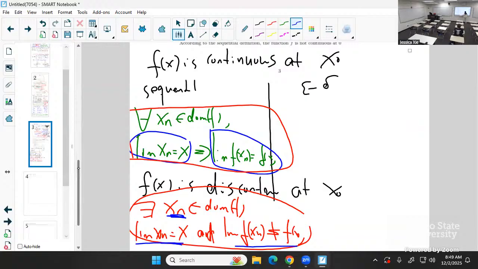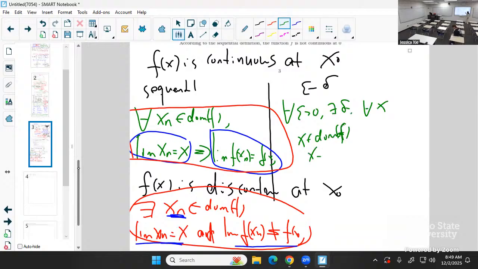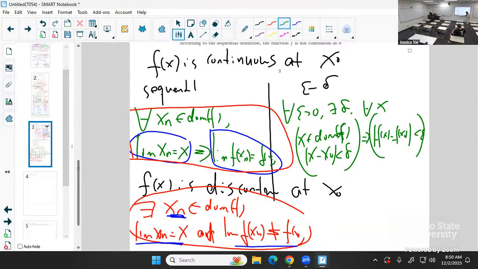But to make it complete, let's recall the epsilon-delta definition. What's the epsilon-delta definition for continuous at x naught? It's: for any epsilon there exists delta such that for all x, if x is in the domain of f and the absolute value of x minus x naught is less than delta, this implies the absolute value of f of x minus f of x naught is less than epsilon. This is the epsilon-delta definition for a function to be continuous at x naught.